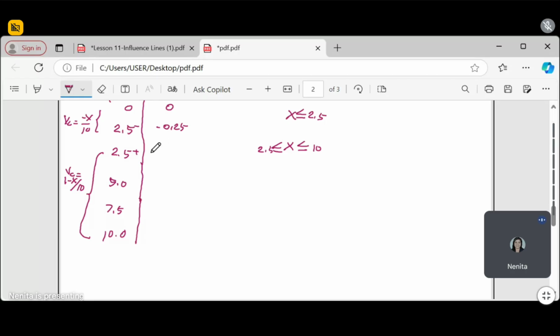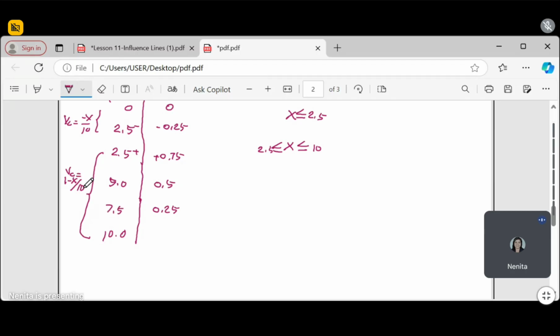Ang value natin dire, 2.5. 1 minus 2.5 over 10 is, di ba? That is 0.75, correct? Positive 0.75. Then 1 minus 5 over 10 is 0.5, 1 minus 0.5 is 0.5. Then kung 7.5, di ba? 0.75. 1 minus 0.75 is 0.25, correct?